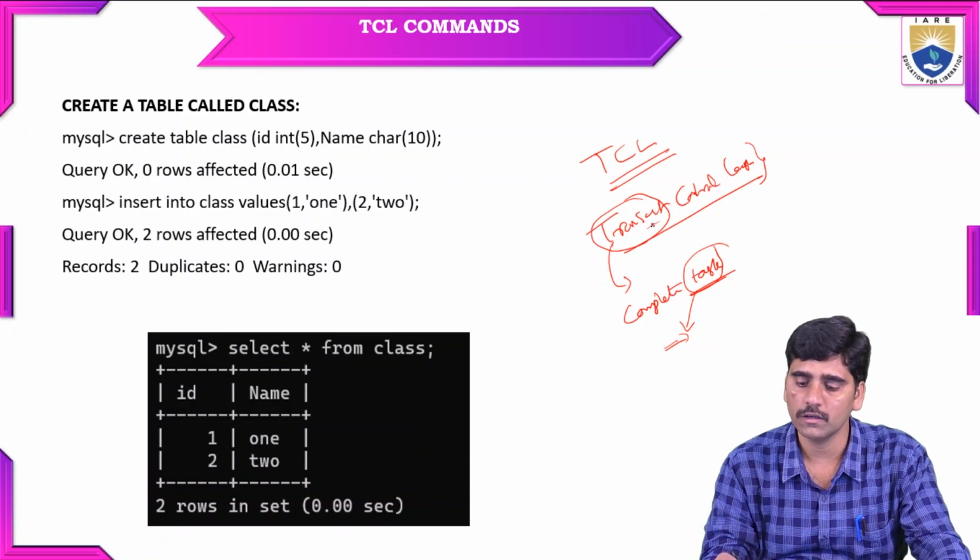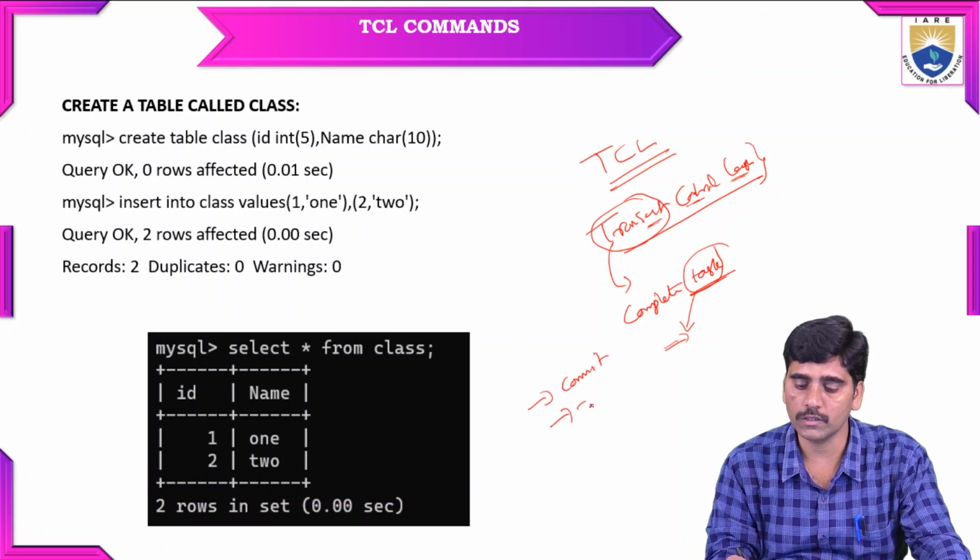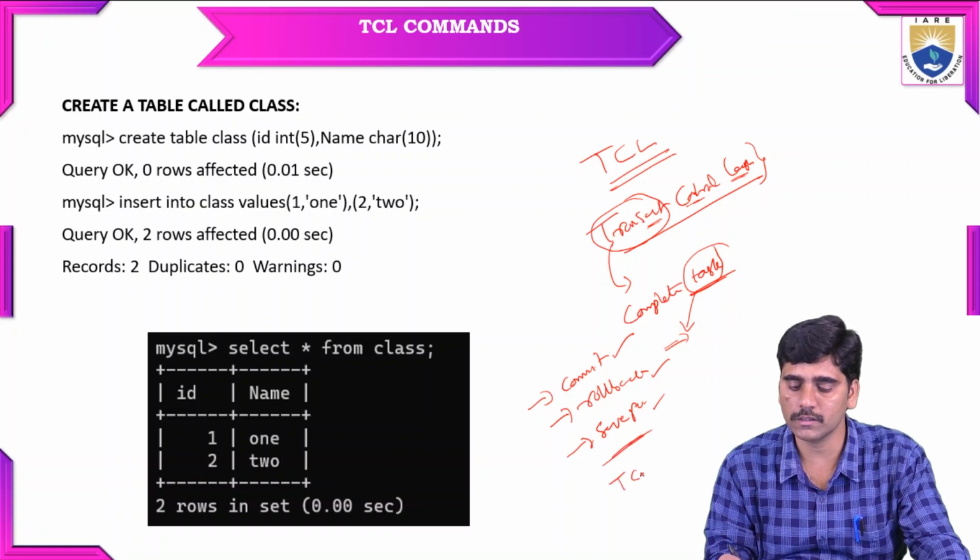So Transaction Control Language: how are you going to control the transactions? What commands are used to control your transaction? For that, you need to use three types of commands. One is commit, the second one is rollback, and the third one is savepoint. So commit, rollback, and savepoint.